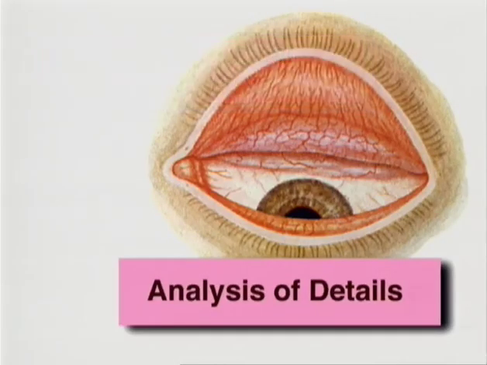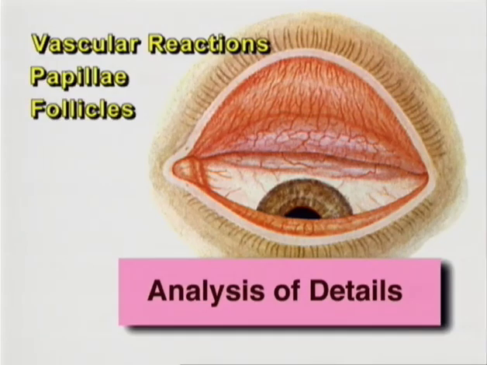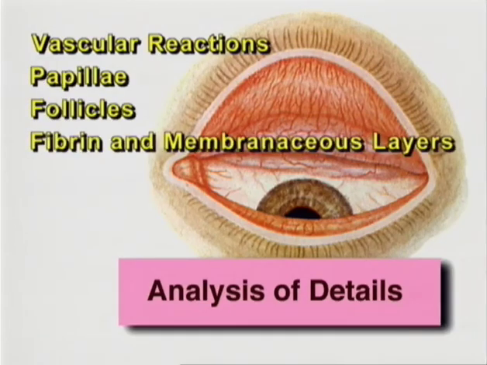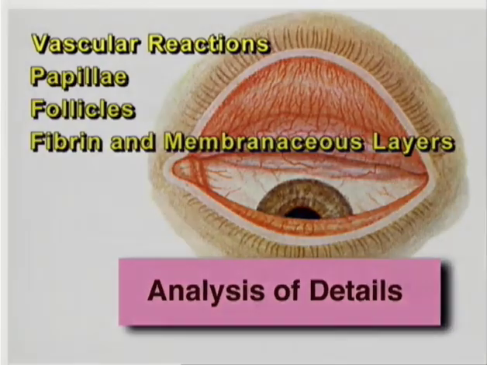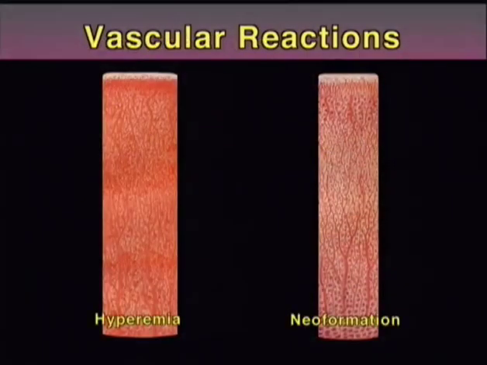Detailed analysis of tissue changes. In the next chapter, we will describe vascular reactions, papillae, follicles, fibrin and membranaceous layers. Vascular reactions. The picture of vascular reactions involves hyperemia of the vessels with their basic distribution still normal, which, in case of long-lasting irritation, may be combined with vascular neoformation.